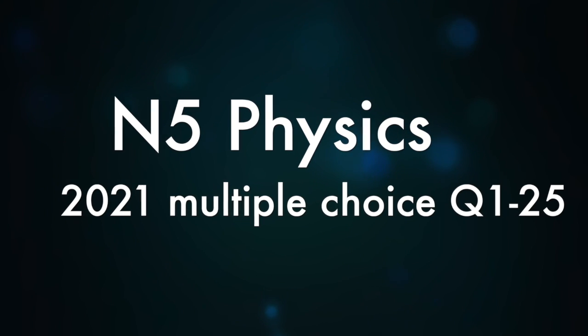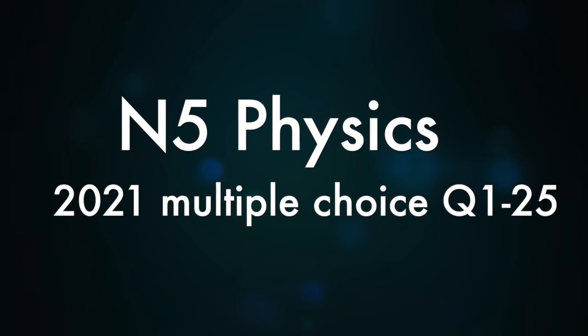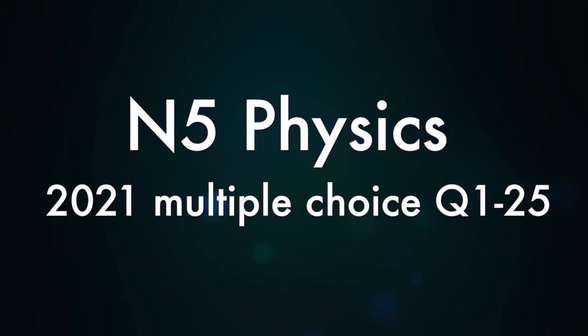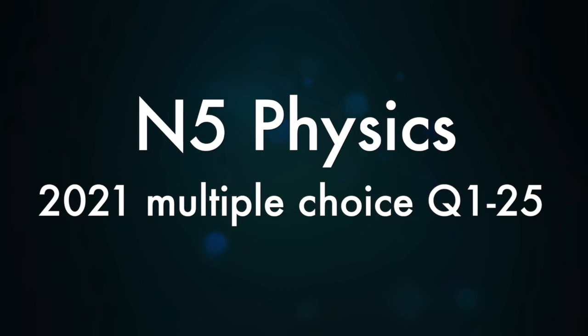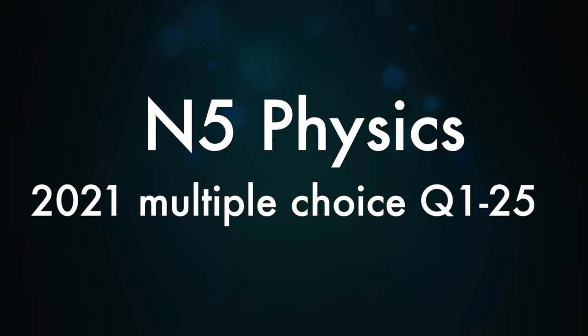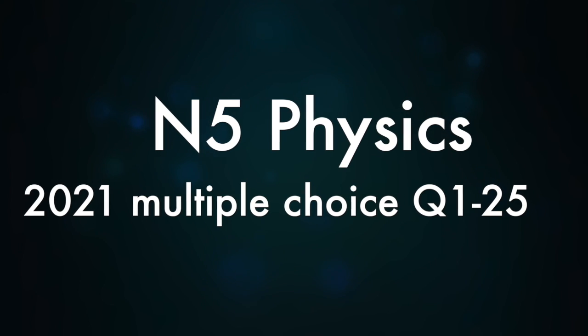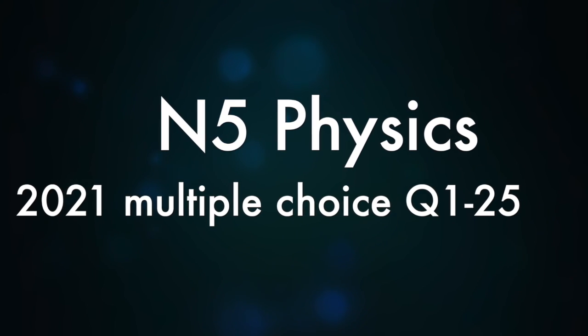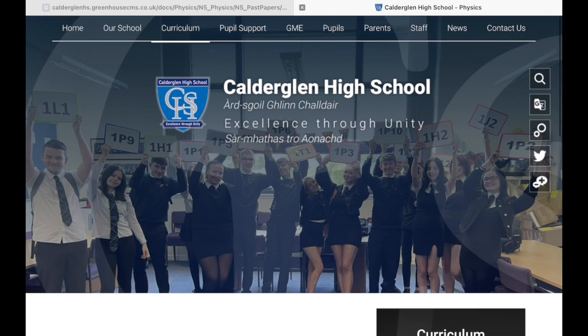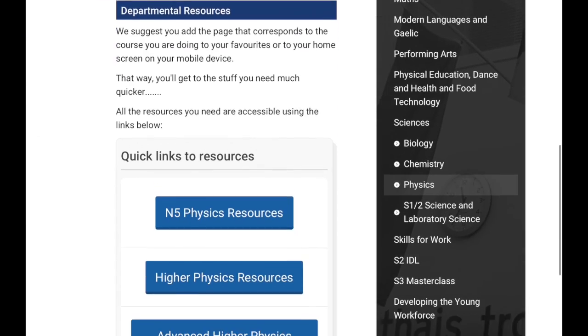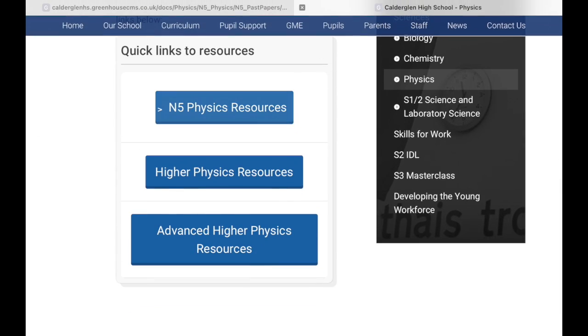Okay, hi folks, we're back for another walkthrough of a National 5 multiple choice paper, and this time it's the turn of the 2021 paper, which was actually written in 2020, but there were no exams that year. But then it was given to schools in 2021 so that they could use it as an in-house exam. It is available on the SQA website, and it's also on the Calder Glen High School National 5 Physics page.